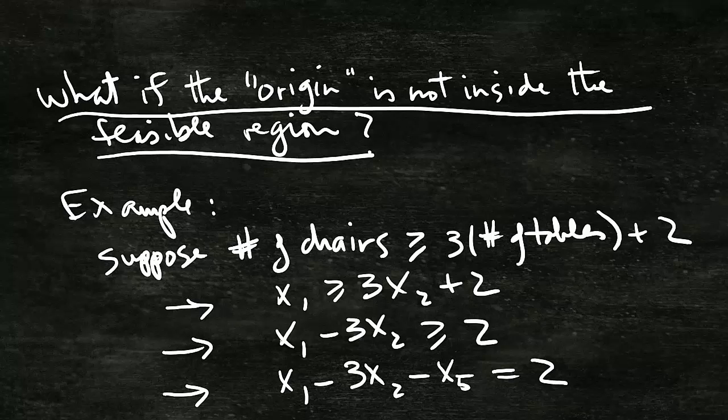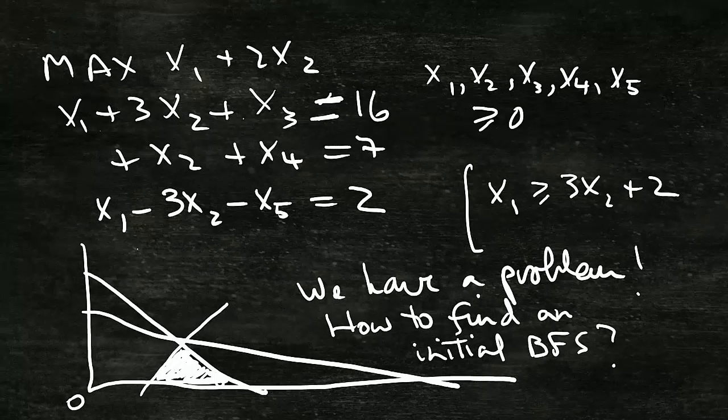Now, what happens if we want to apply the dual simplex method? So let's see if we can apply the dual simplex method here. We saw this problem. How do we find an initial basic feasible solution? Well, the way we could make use of the dual simplex method is by first recalling what we did solve.